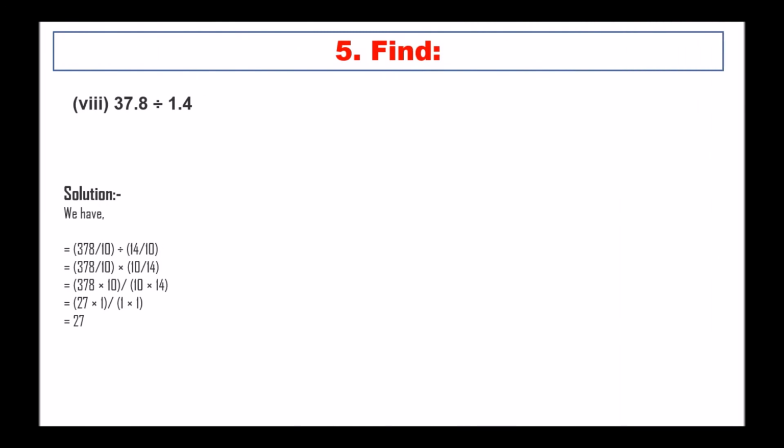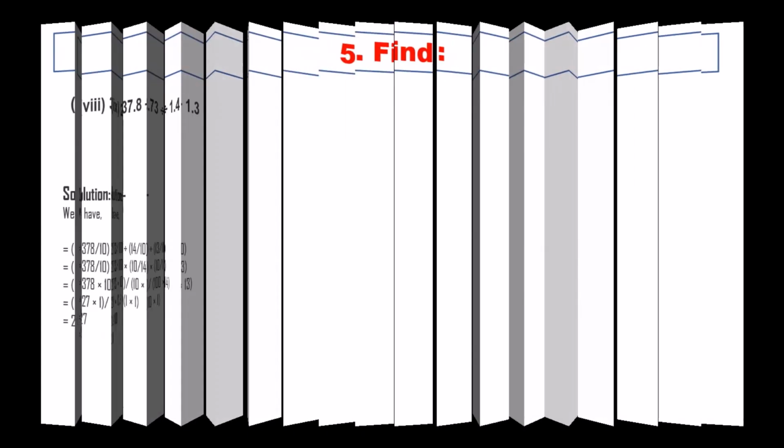Next, 37.8 divided by 1.4. 378 upon 10 divided by 14 upon 10. Now we will change the sign, so it becomes 378 upon 10 into 10 upon 14. Now we can cut if it is possible, then it becomes 27.